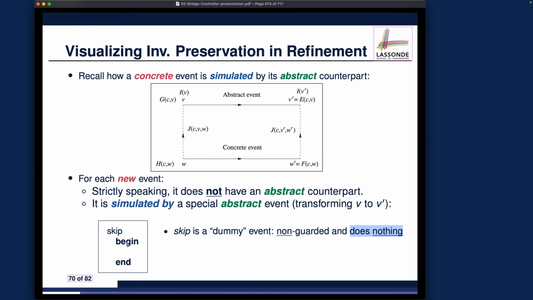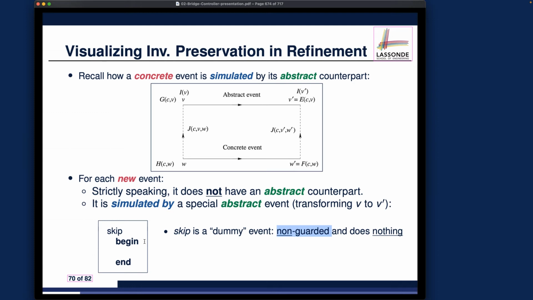You can see that in between the begin and end, this is the very first event that we see in the lecture that has no actions between the begin and end. That's why it does nothing. If the event occurs, the variables in the pre-state and the variables in the post-state remain exactly the same. That's why it's called skip. And about this non-guarded property, meaning that there's no guard, I would like to look ahead a bit, which is some discussion we're going to have after we prove the invariant preservation.